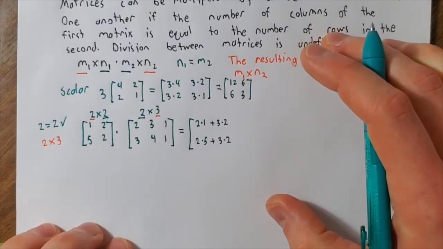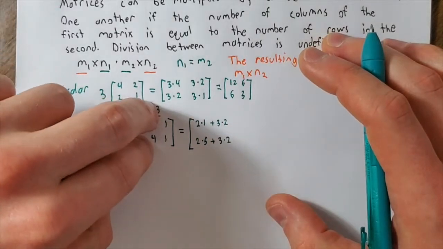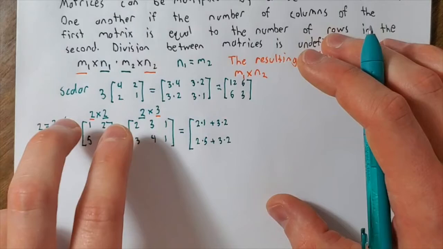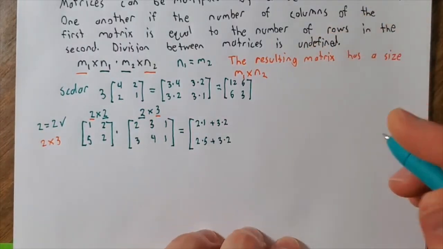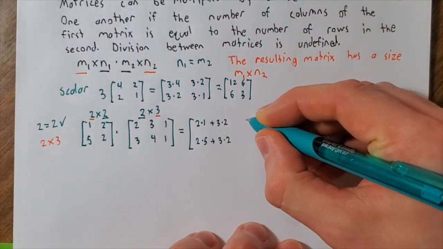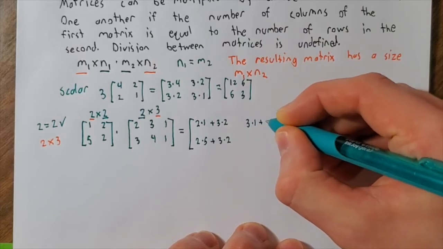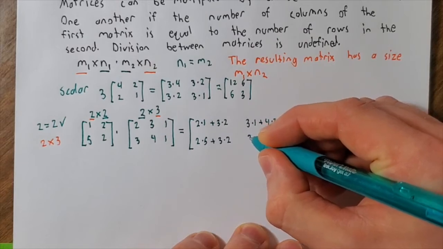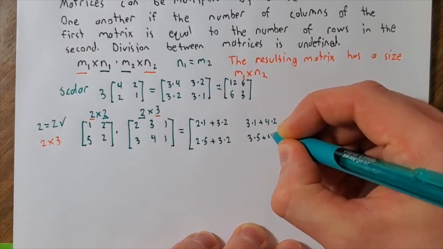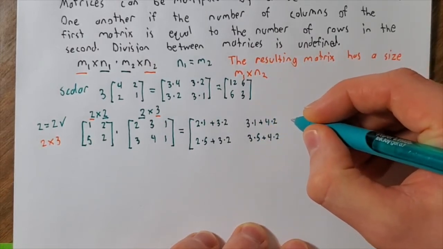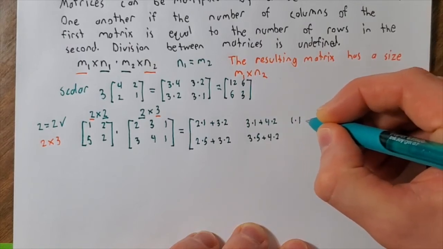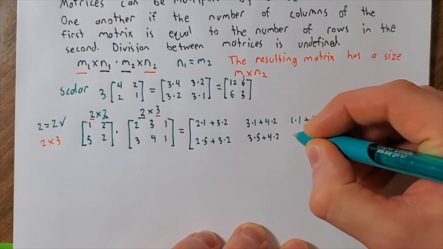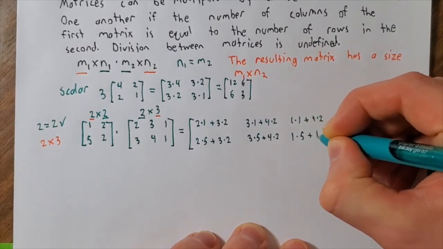Now we could just keep moving forward to go to our middle column. So now we're in the middle column of our product, and we're going to take those 2 entries and again match them up with the 2 entries in the first row of the first matrix. So we'll get 3 times 1 and add that to 4 times 2. And we'll just keep moving forward here. 3 times 5 plus 4 times 2. And then the last column we'll get 1 times 1 plus 1 times 2, and 1 times 5 plus 1 times 2.